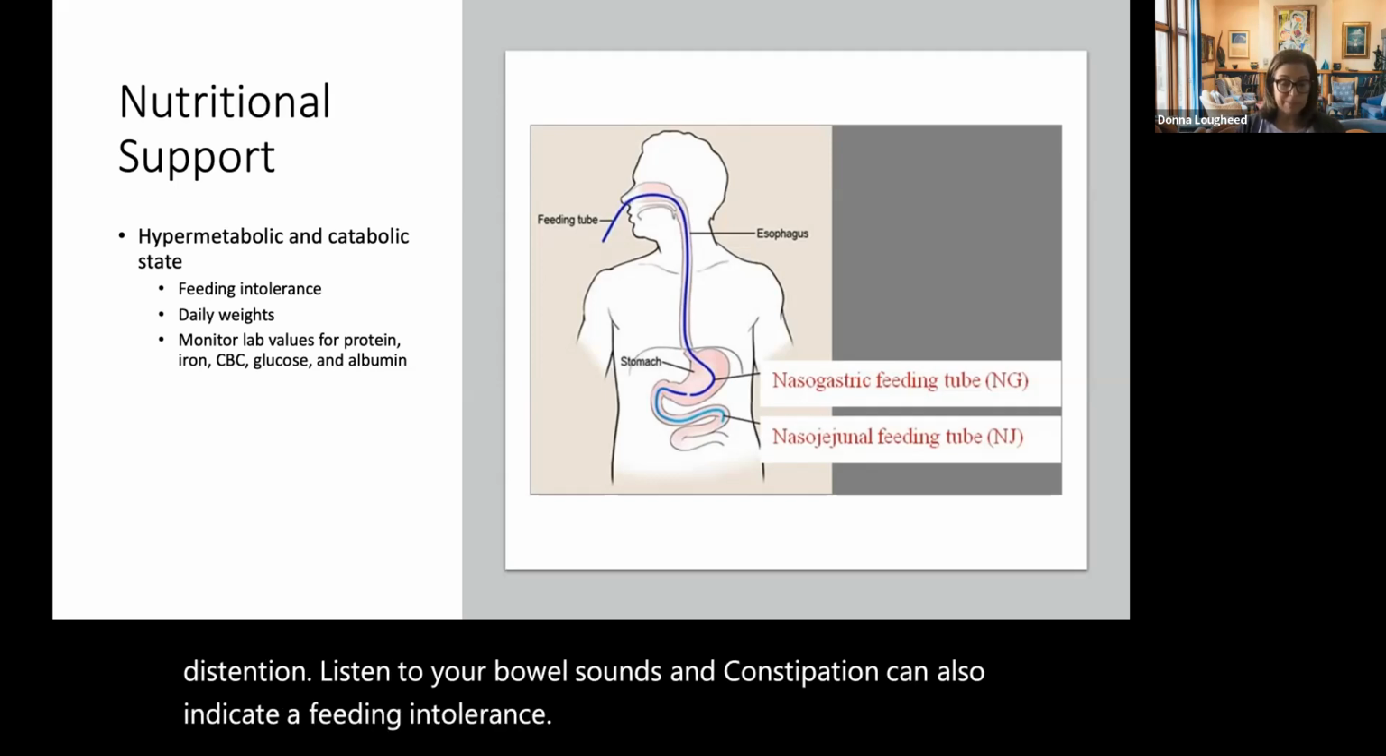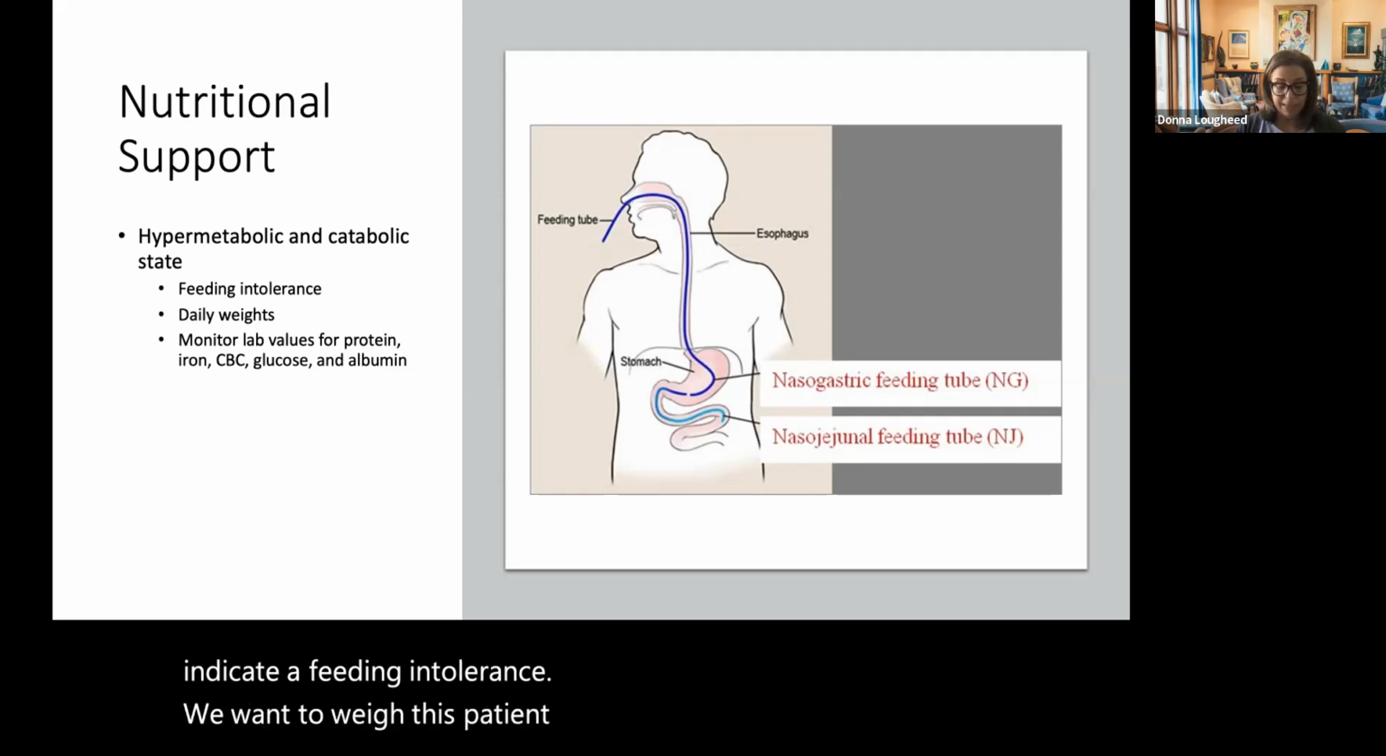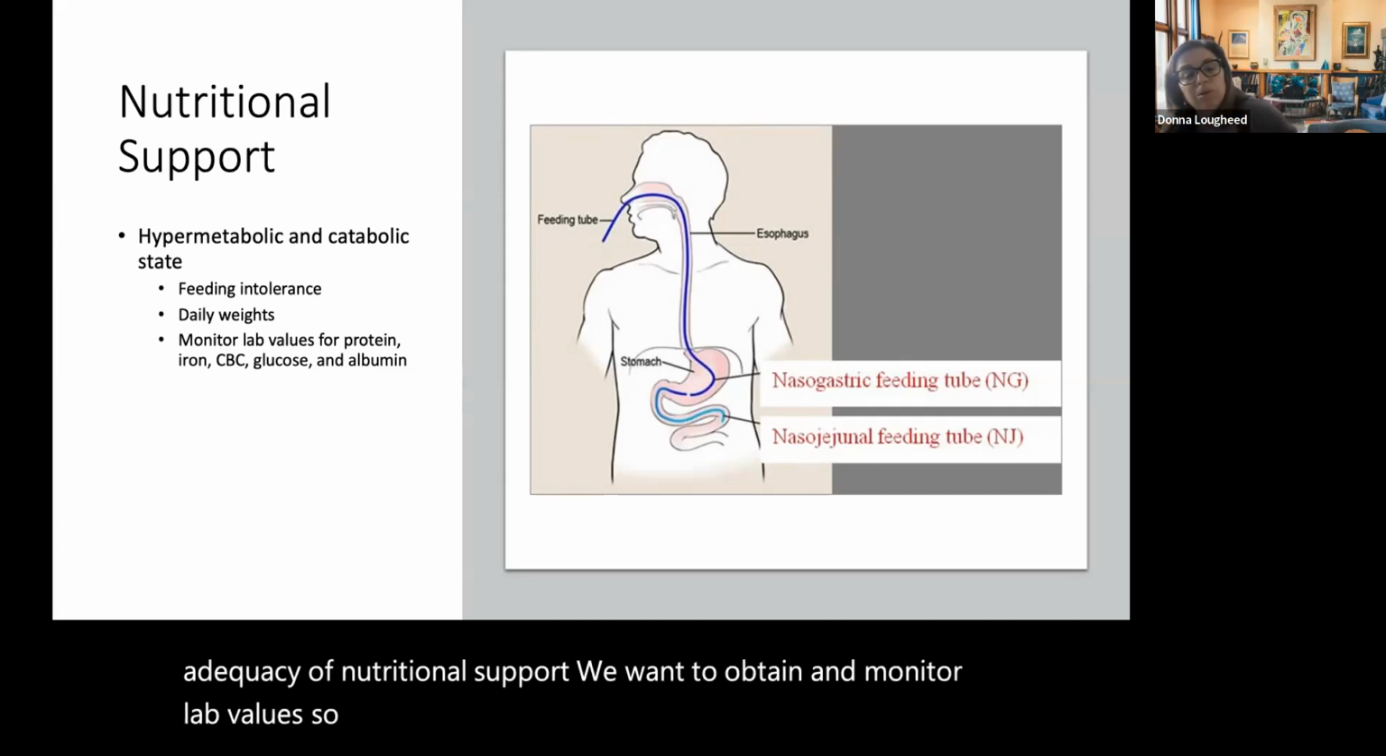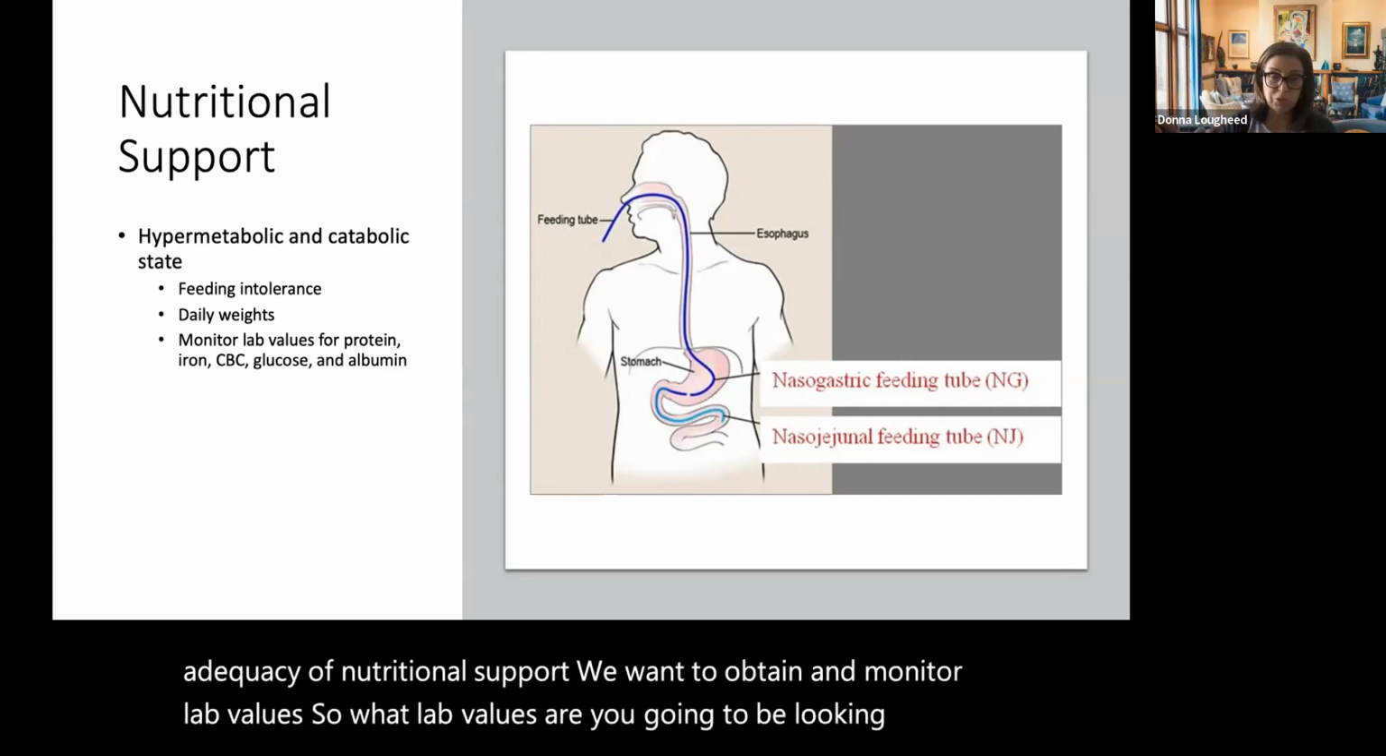We want to weigh this patient daily, and weight indicates the adequacy of nutritional support. We want to obtain and monitor lab values. So what lab values are you going to be looking at for nutrition?